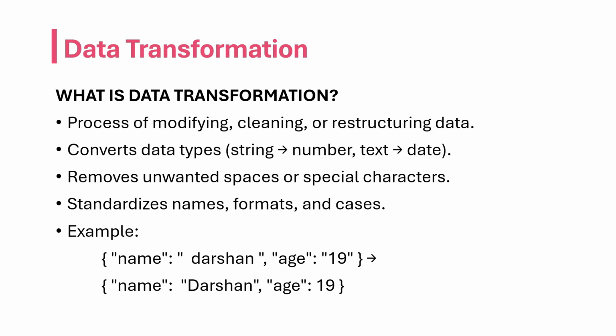First of all, we will see what is transformation. So data transformation simply means changing or cleaning data to make it useful. For example, if someone enters the name with an extra space or age in text, we can clean it up and make it consistent. Here you can see we change darshan to Darshan, that is D capital, and converted age from a string to a number. This helps keep data organized and ready to use in automation.